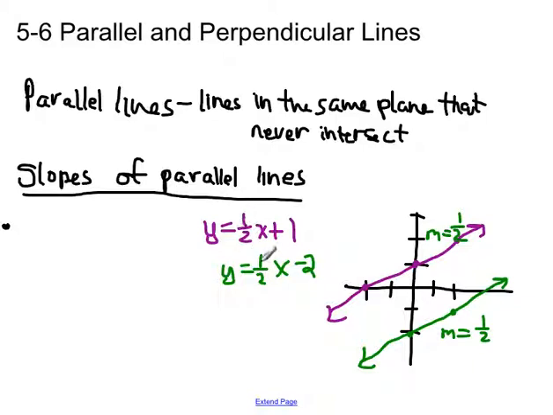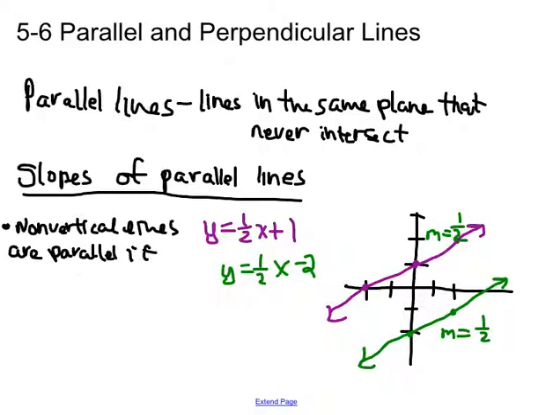so we notice that if the lines have the same slope, they're going to be parallel. So let's describe that over here. So we can simply say that, and this only works for non-vertical lines in this case. Non-vertical lines are parallel if they have the same slope and different y-intercepts.